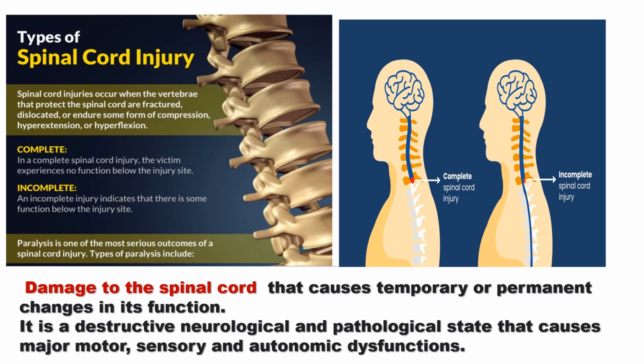Types of spinal cord injuries can be complete or incomplete. Damage to the spinal cord causes temporary or permanent changes in its function. It is a destructive neurological and pathological state that causes major motor, sensory, and autonomic dysfunction. In complete spinal cord injury, the victim experiences no function below the injury. An incomplete injury indicates that there is some function below the injury site.